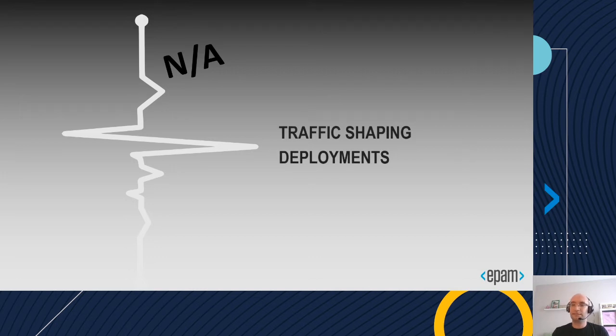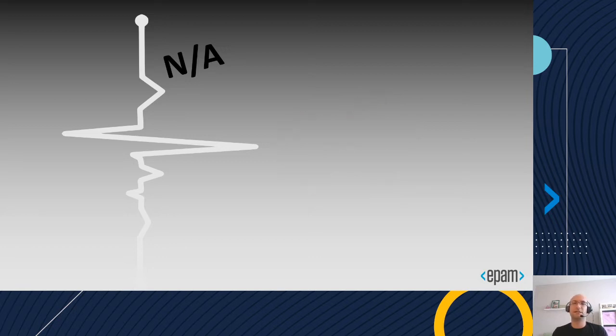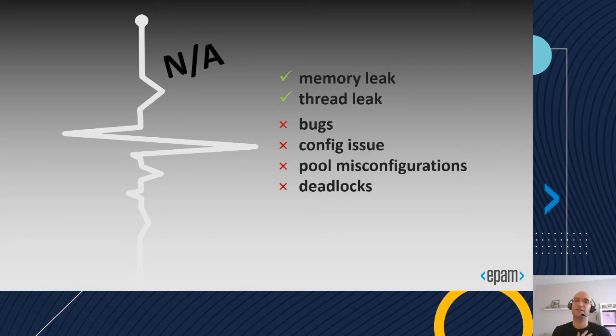Now, the risk that you are taking is that you cannot simply apply traffic shaping or deployment strategies if you don't have health checks. I haven't found any kind of solution to that. Another thing that needs to be considered is that if you have the metrics in place, at least with alerting, you are just going to catch the possible memory and thread leaks, but not the other kinds of issues. Okay, so it's very, very limited.